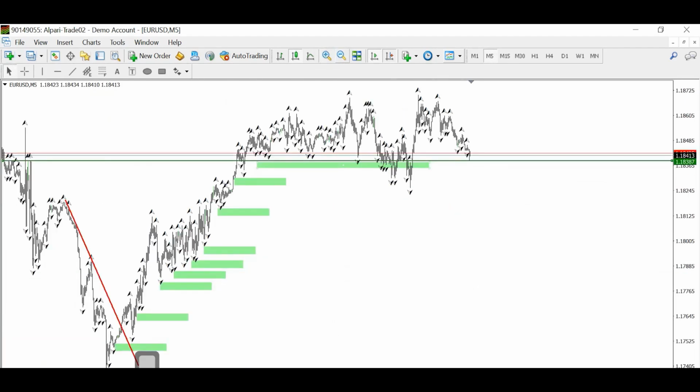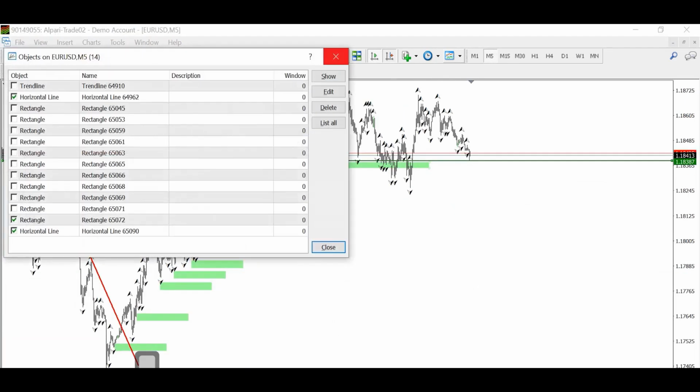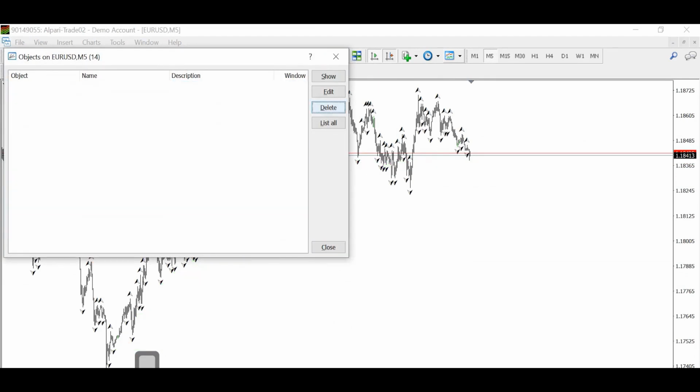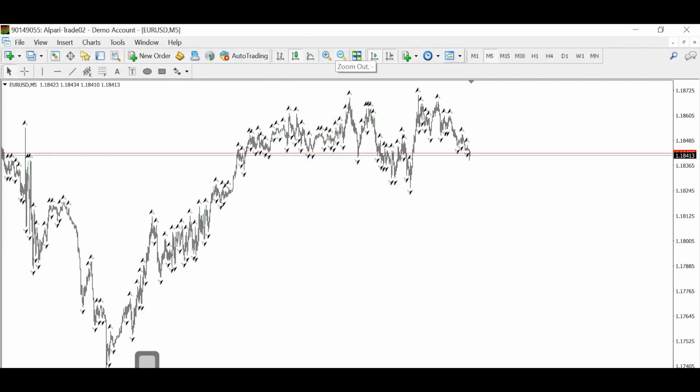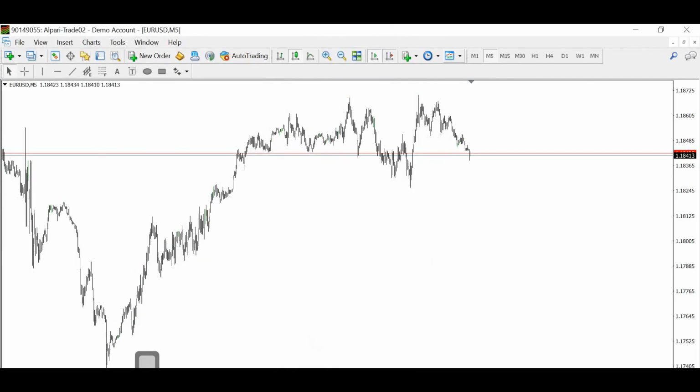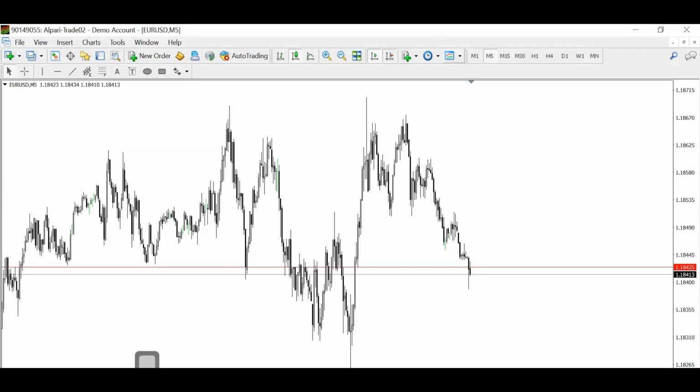Now, if you want to delete it, what do you do? Ctrl+B and Ctrl+A. We select all of them and press delete. If we want to remove the fractal indicator from the screen as well, we right click, go to the indicator list, select fractal itself and delete it. Let's zoom in and get back to it.